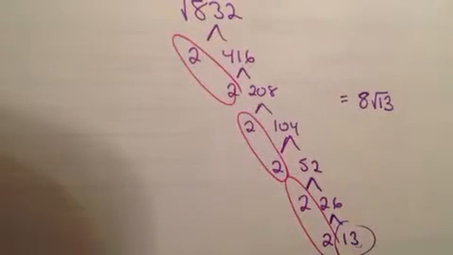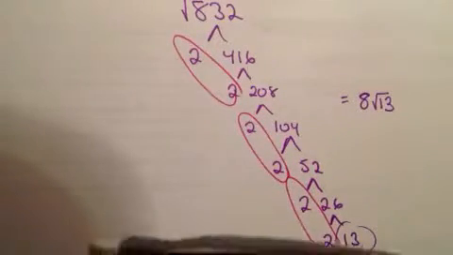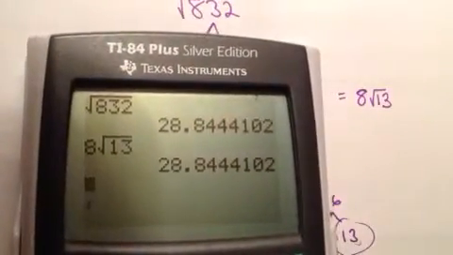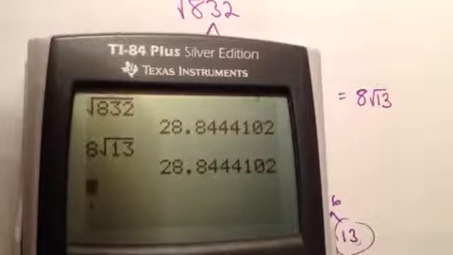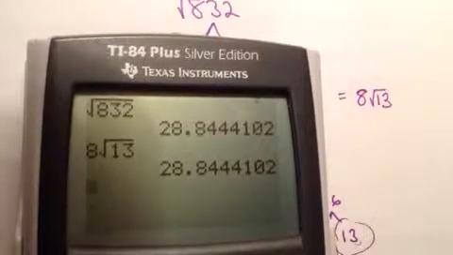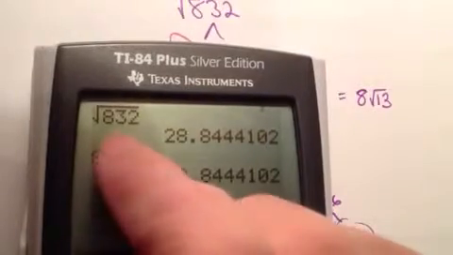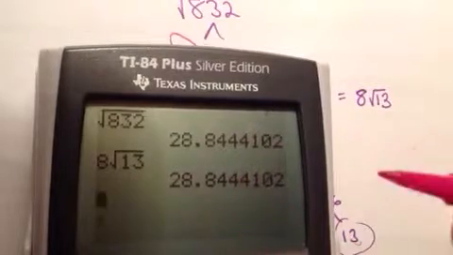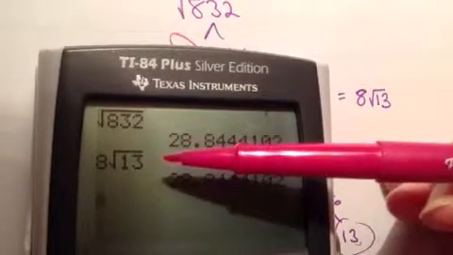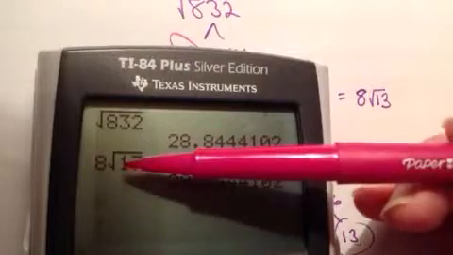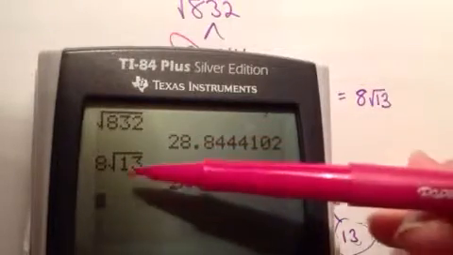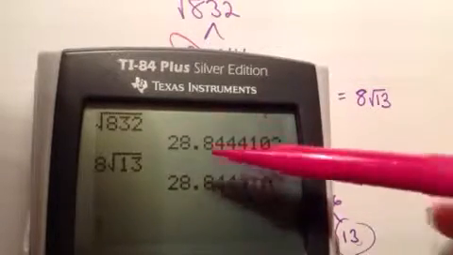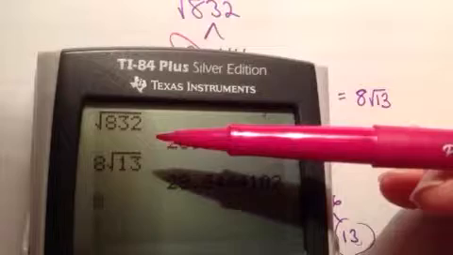Here is a really good trick if you guys don't know it, and you will always have your calculator. You can verify this. Because in this class we do not want decimal answers. Decimal answers are not exact. So we want to stick with exact answers. So if you type in the square root of 832, you get a decimal on your calculator. I don't want that decimal, but I can use this to verify that I simplified my radical correctly. So if I type in 8 square root of 13, notice I have the exact same decimal.